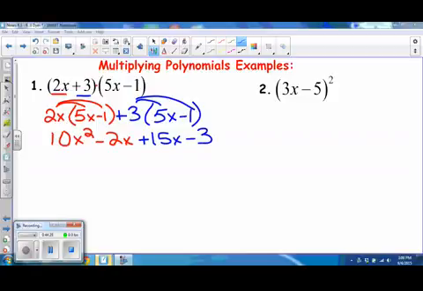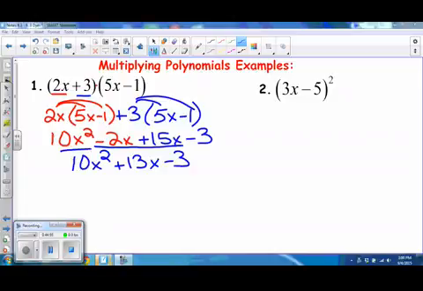Then we just combine our like terms like we just did. We combine our like terms. So, do I have another x squared term? No. So that stays 10x squared. But I do have 2 x terms that I can combine. Negative 2 and positive 15 is what? Positive 13x. And I don't have anything to combine with the minus 3, so it just stays minus 3.